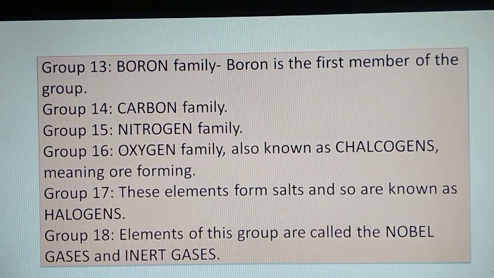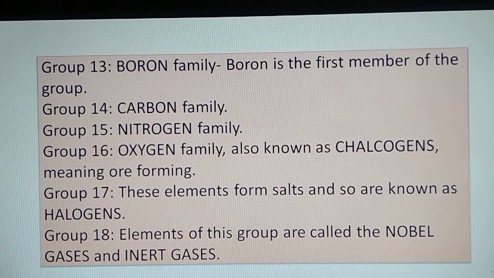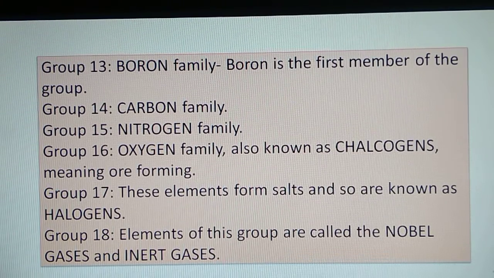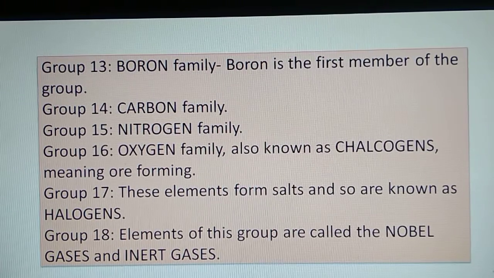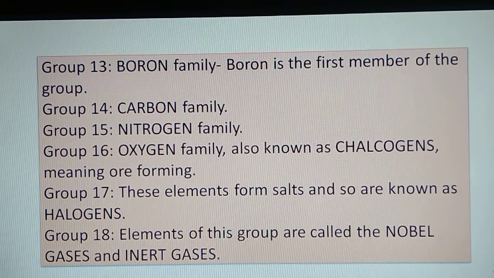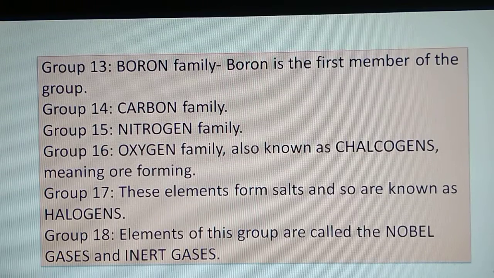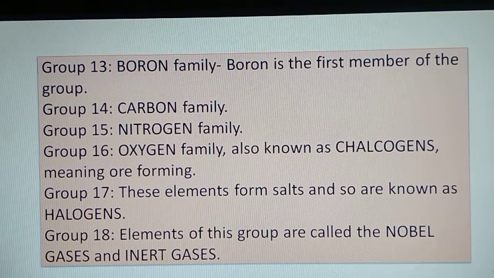So group 13, boron family. Boron is the first member of the group. Group 14, that is carbon family. Group 15 is nitrogen family. Group 16 is oxygen family, also known as chalcogens, meaning ore forming. Remember that chalcogens is also known as oxygen family. Maximum times it is asked, what is chalcogens? Chalcogens meaning ore forming, which is also known as oxygen family.